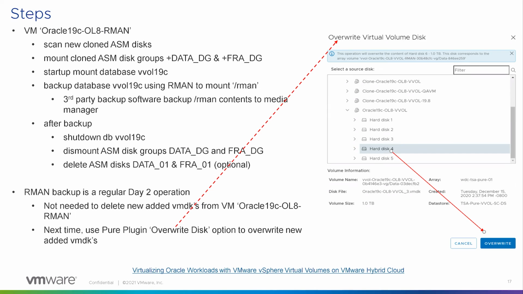And then at some point, you would have third-party backup software back up the contents of the /rman file system to any media manager. Once that's done, shut the database down on the RMAN virtual machine, dismount the ASM disk group, and you can delete the cloned VMDKs. That's optional, because if this is something we do on a regular basis, you don't have to delete them. The next time we do this operation, we can use the Pure plugin override disk option to override the newly added VMDKs.